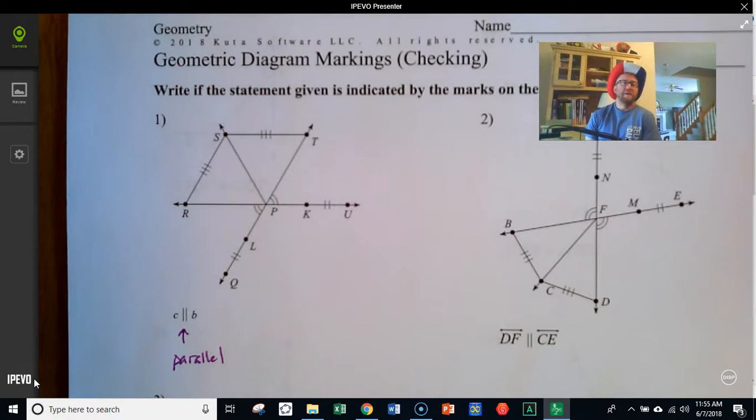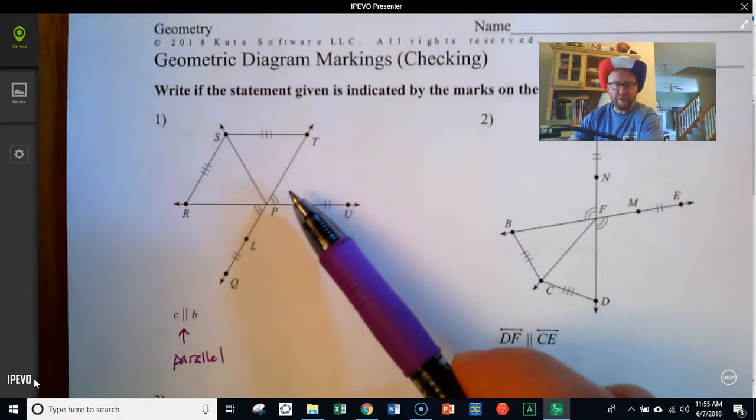All right. In this task here, we're given a diagram with some markings on it, and we're just asked to tell whether a certain piece of information can be verified with the diagram marking. So let's look at some examples. Okay. So here's our diagram here.